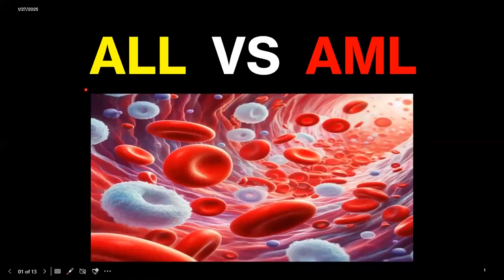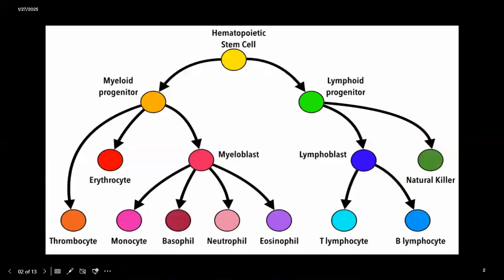So today we are going to discuss ALL versus AML. First of all, we will discuss the hematopoietic stem cell lineage, myeloid progenitor and the lymphoid progenitor. From the myeloid, you will see the formations of the platelets or thrombocytes, erythrocytes, and the myeloblast. Myeloblast further form the monocyte, basophil, neutrophil, and eosinophil. These are all white blood cells.